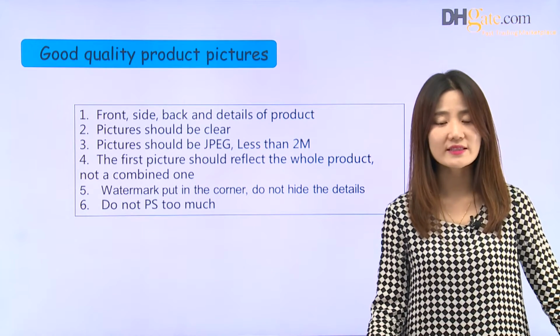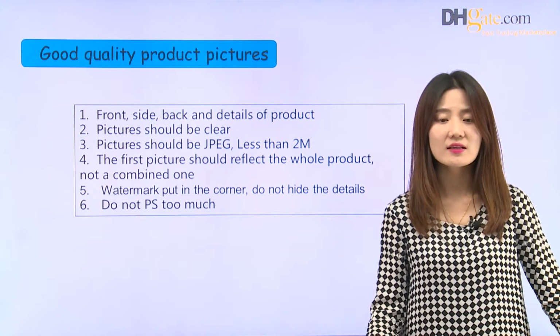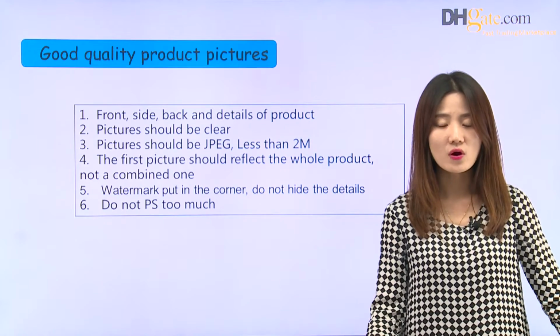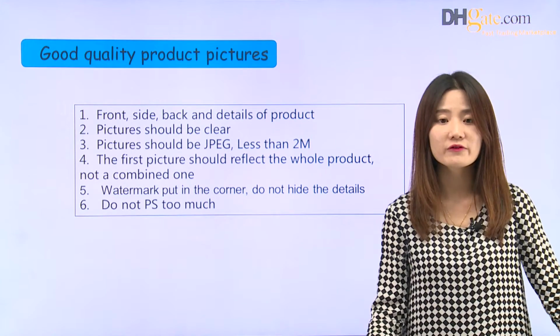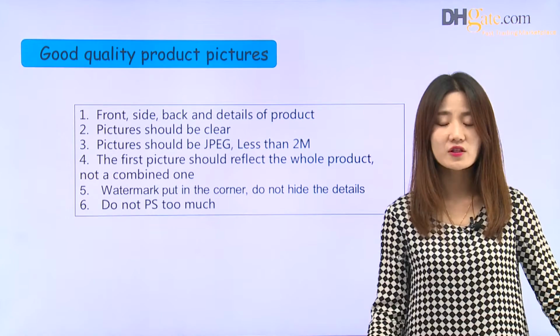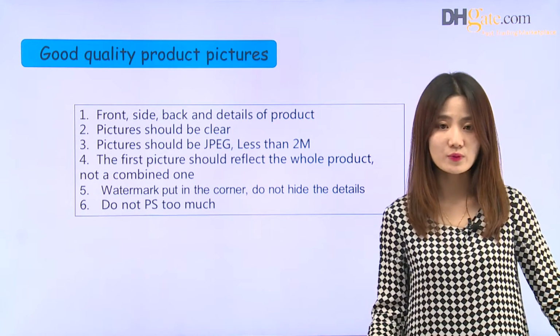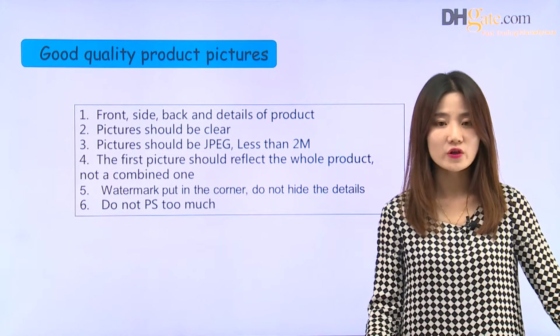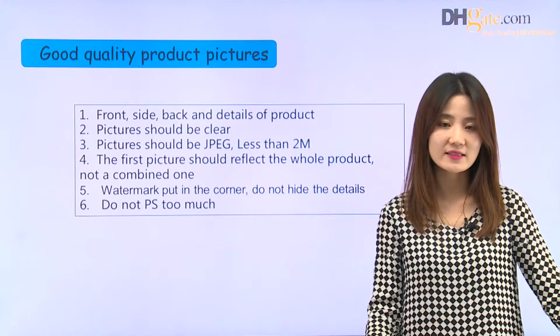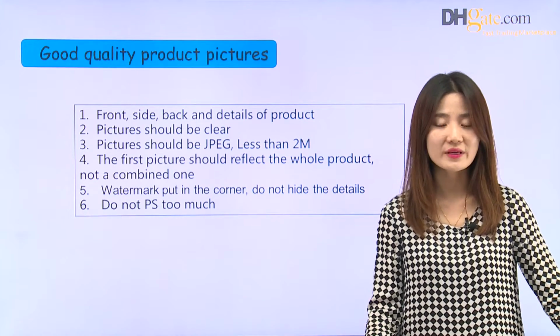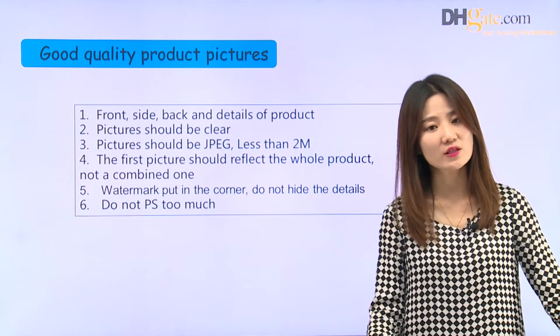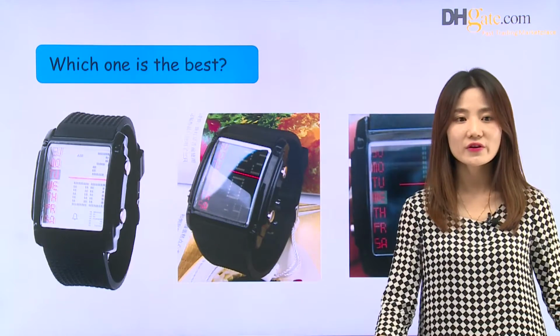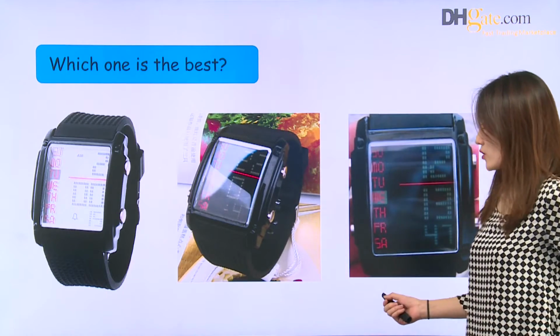When buyers receive a product that is not the same as the picture or description, they will feel disappointed. It will lead to unnecessary disputes. In addition, when you take a photo of products, you'd better use natural light and the background should be neat. White color is preferred. Let's look at the following pictures of a watch.